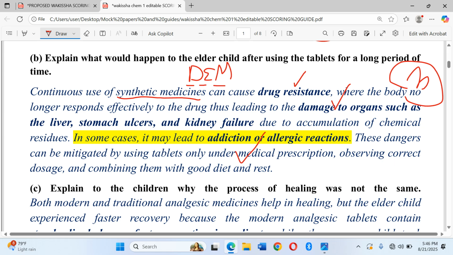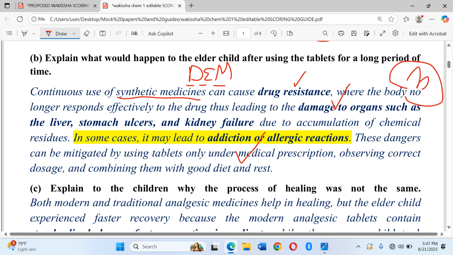So we want to explain. Now, in this case, this is another way of evaluating. This was a good question. This is another way that we can do evaluation of the products that they are using. Don't forget, they're all using analgesic medicines, though one is using the modern, another one is using the traditional. So in this case, we want to evaluate.